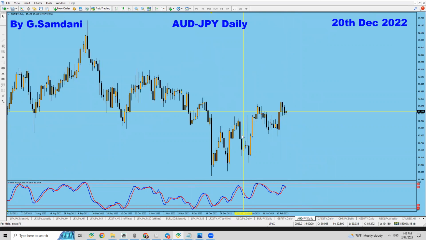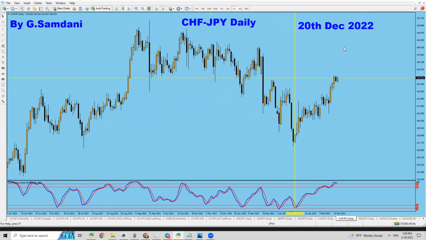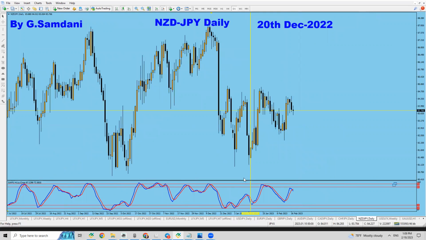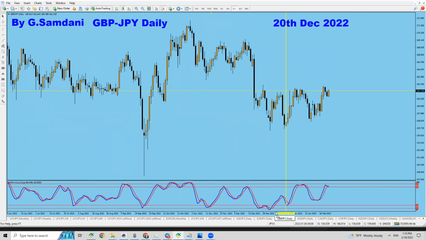Okay, Aussie yen, this is how it went up, came down, went up. CAD yen went up. Franc yen went up. New Zealand yen went up, came down, and again. All right, so they all went up. Imagine, and I use only 2 pairs, USD yen and pound yen. So I had 2 or 3 in pound yen and 3 or 4 in USD yen.